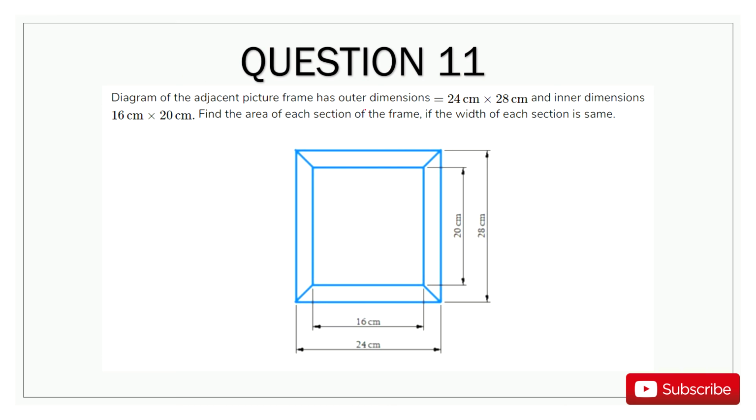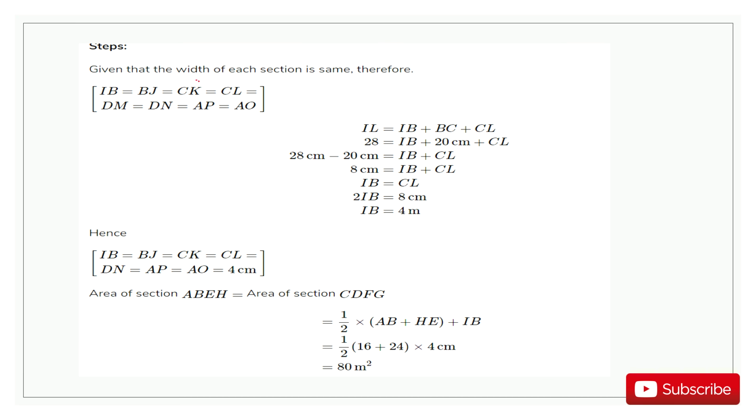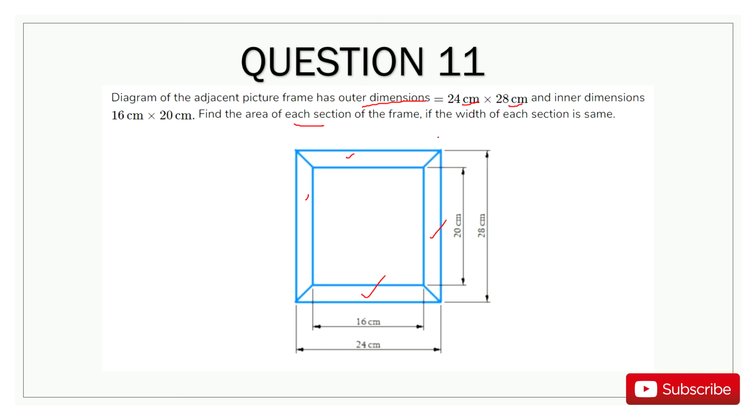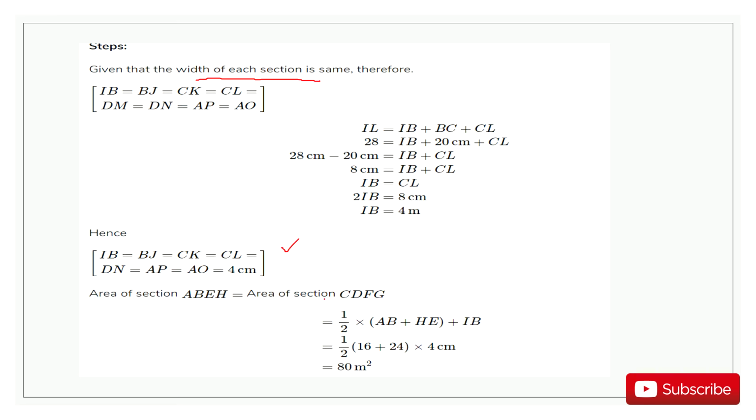Okay, let's begin to the last question for this video, that is diagram of the adjacent picture frame has outer dimensions given to you 24, 28 inner dimensions. So what you will do, find the area of each section. All the sections are in the shape of a trapezium, right? So first step will be to find the width of each section, which is the same, right? Here also the area of section ABEF, right? ABEF. So this one, the shaded one, is equal to this. So I have applied the formula of trapezium, right? So that is half into AB into HE.